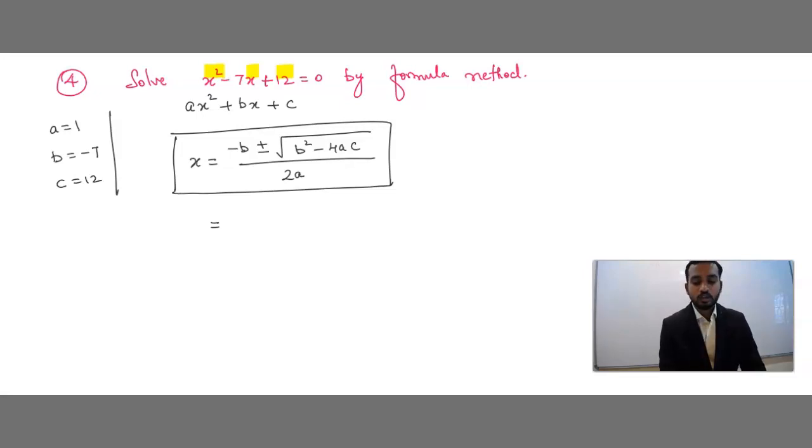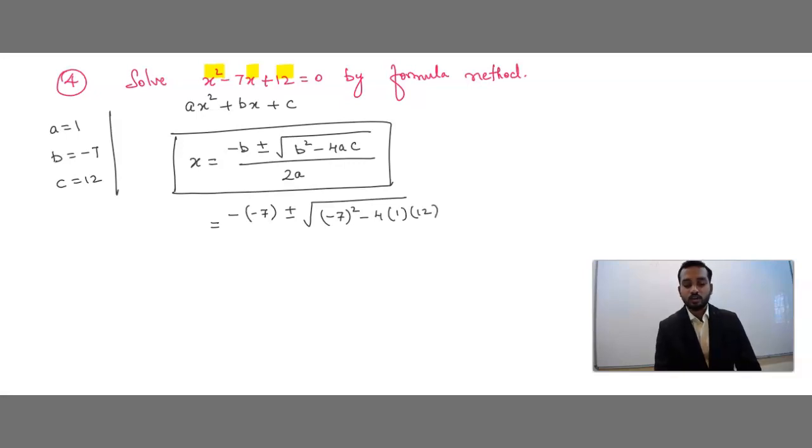Now x is equals to minus, what is the value of b? Minus 7. I am writing it in brackets. Minus of minus 7 plus or minus root of b square, b is minus 7 whole square, minus 4 into a is 1, c is 12. Is it correct? No, it is wrong. Why? Because the whole root should come till here, and this is whole divided by 2 into the value of a, which is 1.